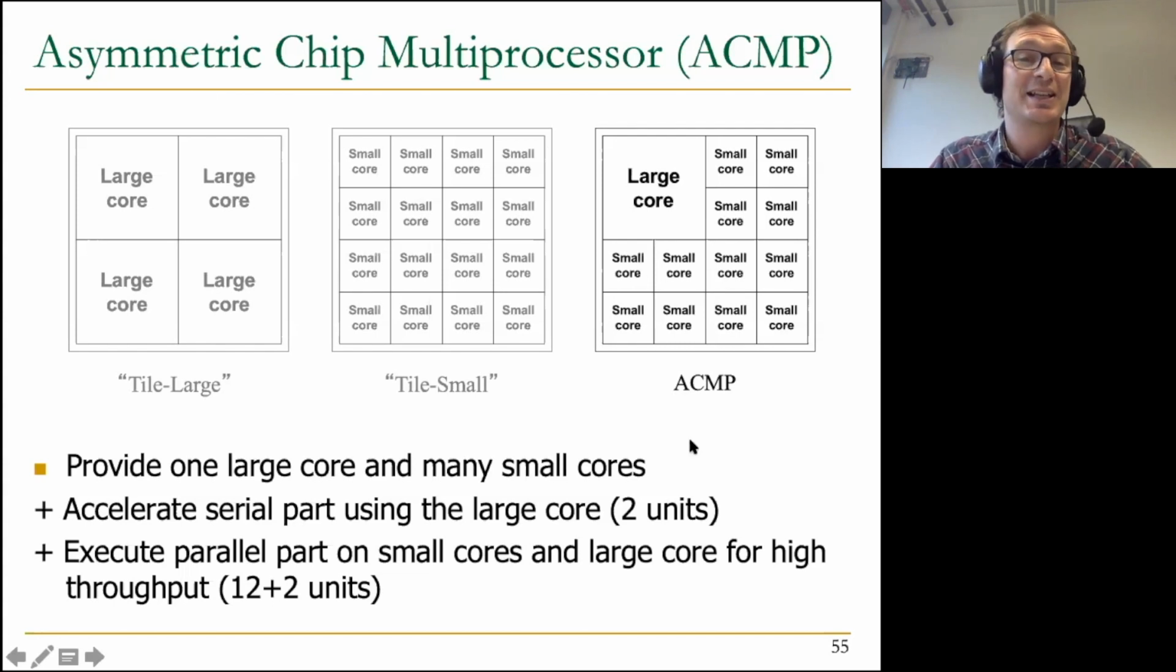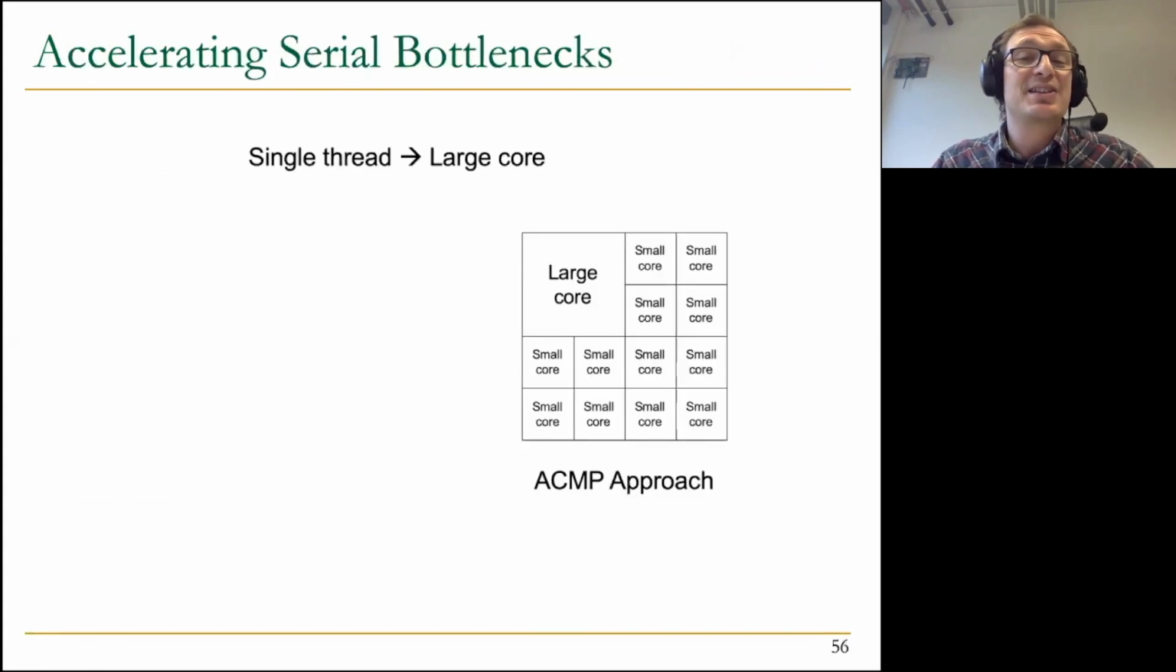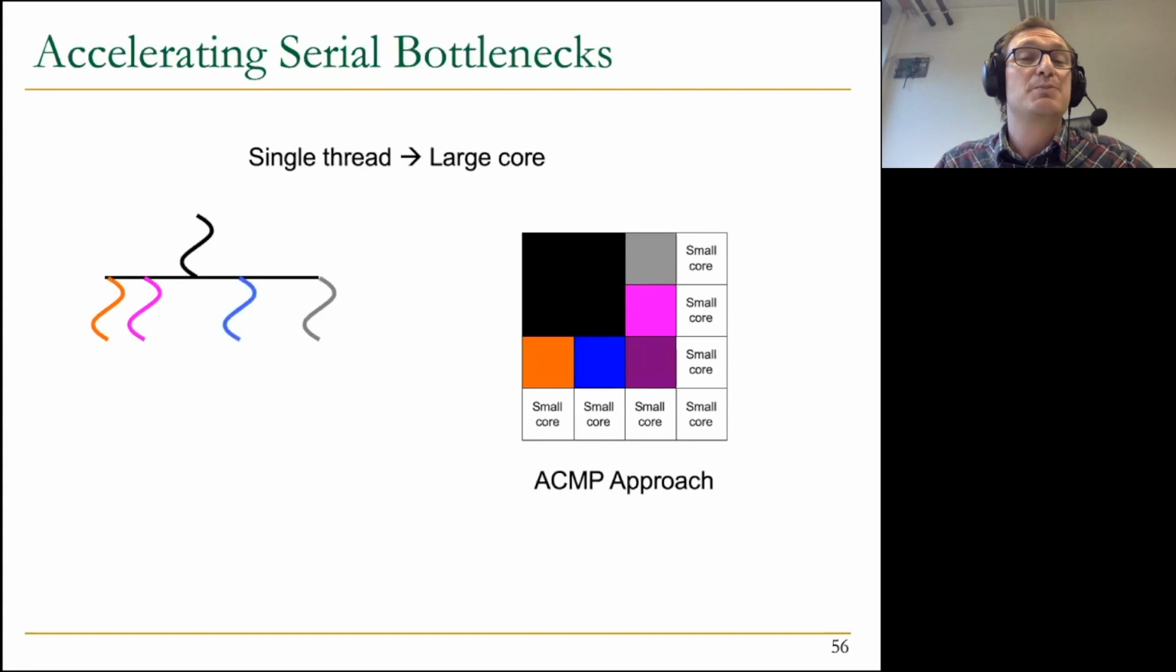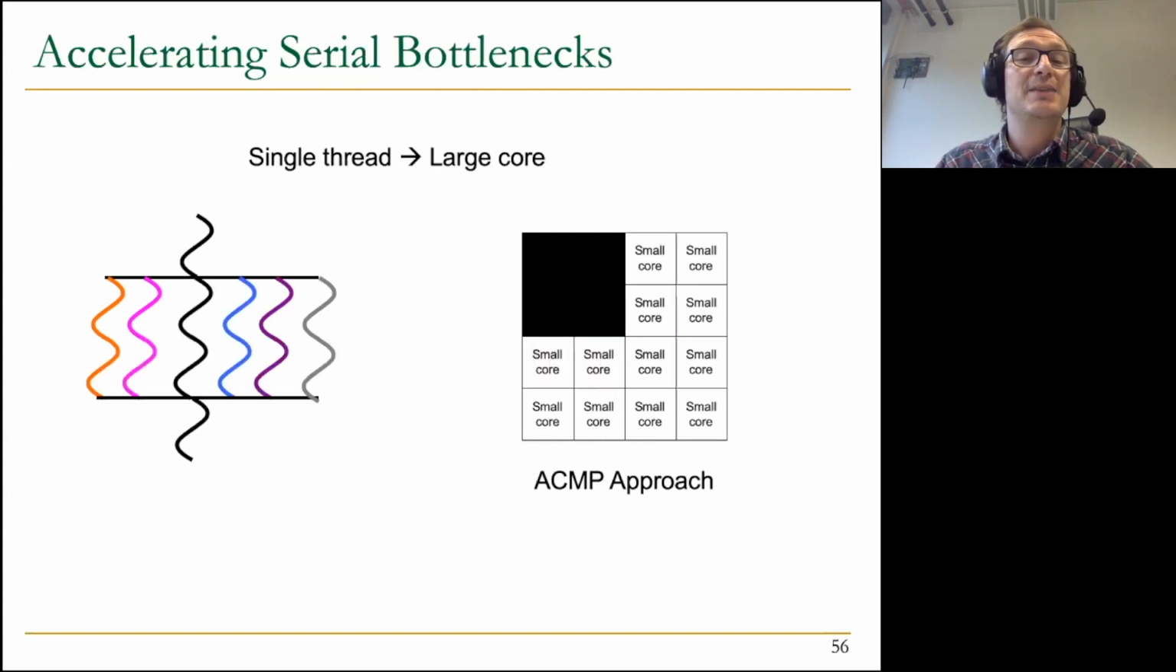That's the idea, basically. And how do you accelerate a serial bottleneck? When you have a single thread, it gets executed on the large core. When you spawn more threads in the parallel portion, they get spawned on the small cores. And they keep executing. When you go back to the single thread, you execute on the large core again. Okay, this is an example of the serial bottleneck. Clearly, the single thread is a serial bottleneck over here.